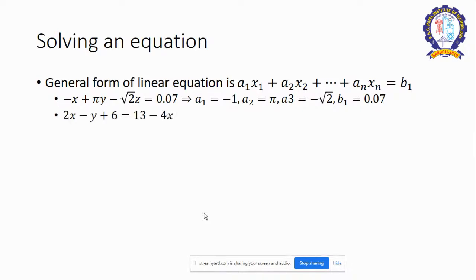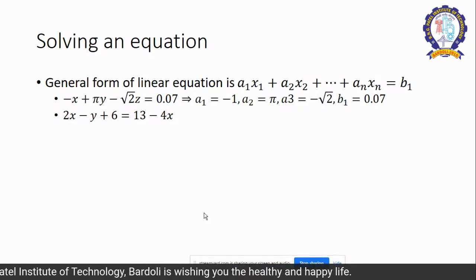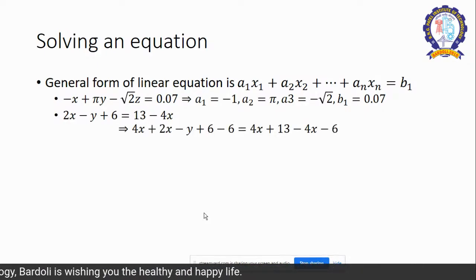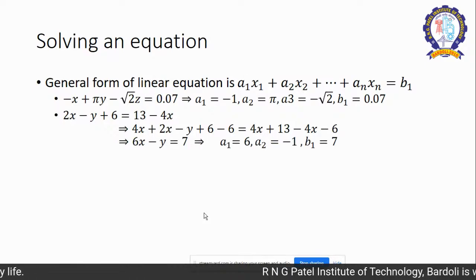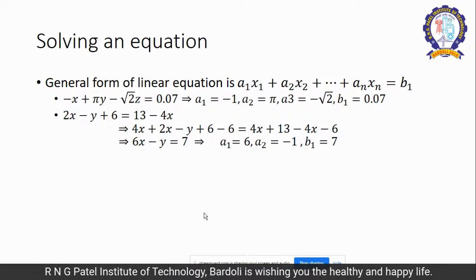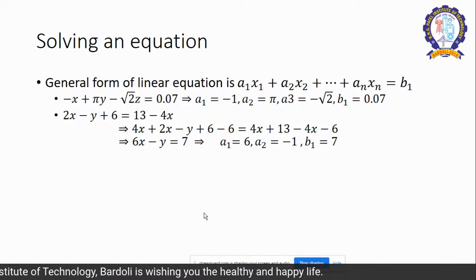Similarly, we have an equation 2x − y + 6 = 13 − 4x. We can convert it into the general form by adding and subtracting certain terms, and ultimately we get a new equation, 6x − y = 7. Here a1 = 6, a2 = −1, and b1 = 7.